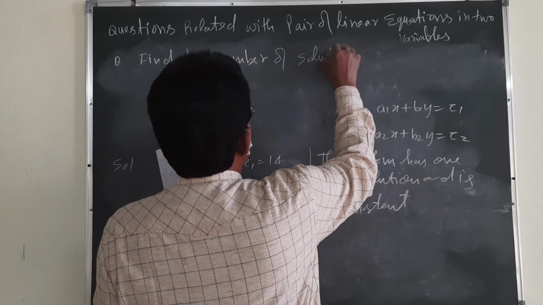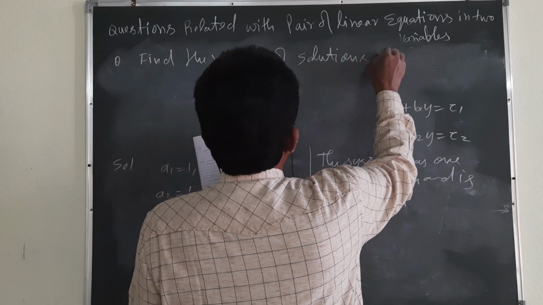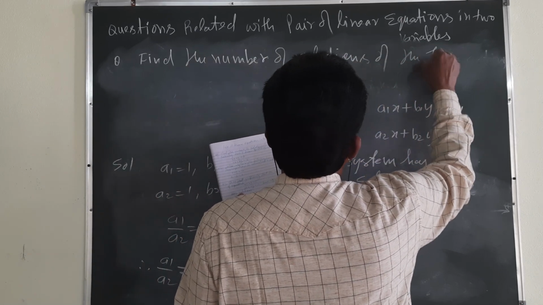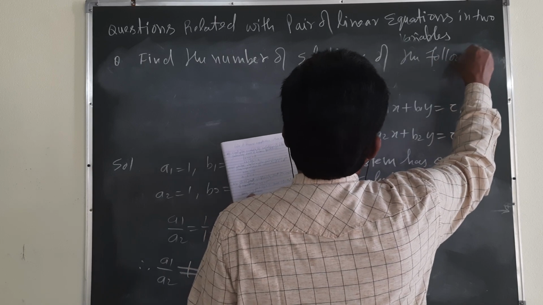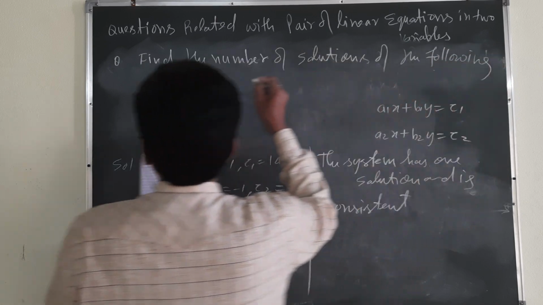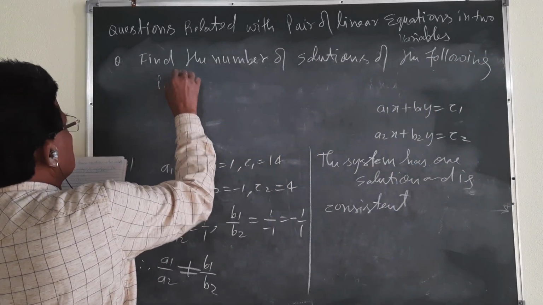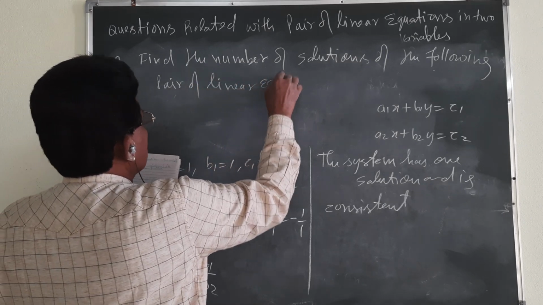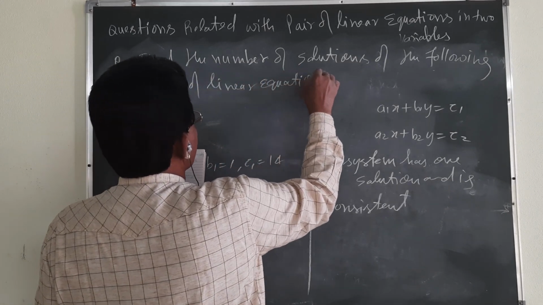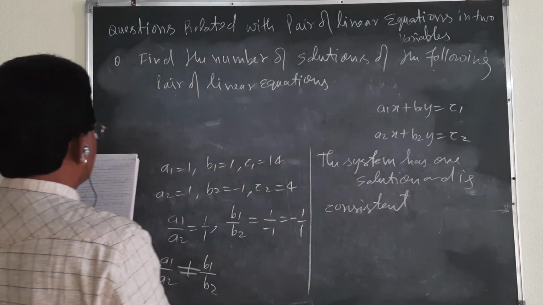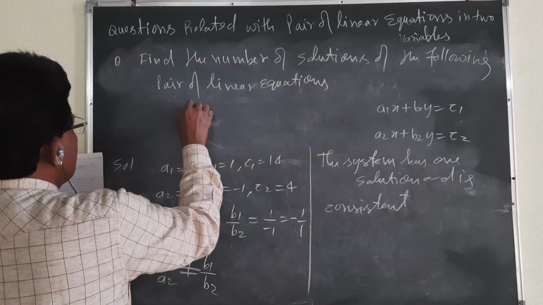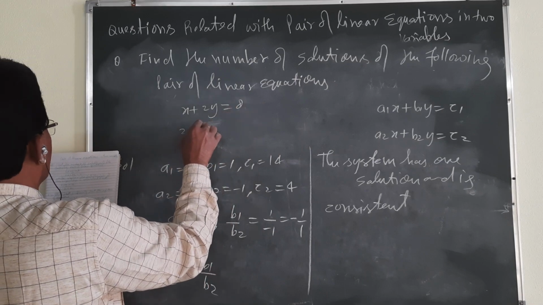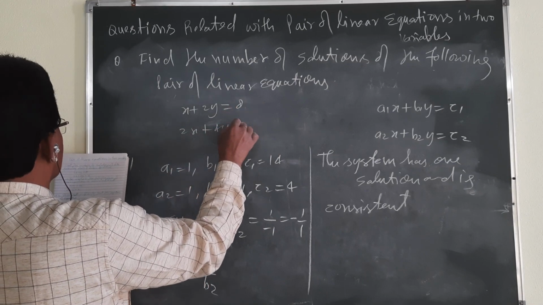Find the number of solutions of the following pair of linear equations. Okay, let me write the pair of linear equations. x plus 2y is equal to 8. 2x plus 4y is equal to 16.